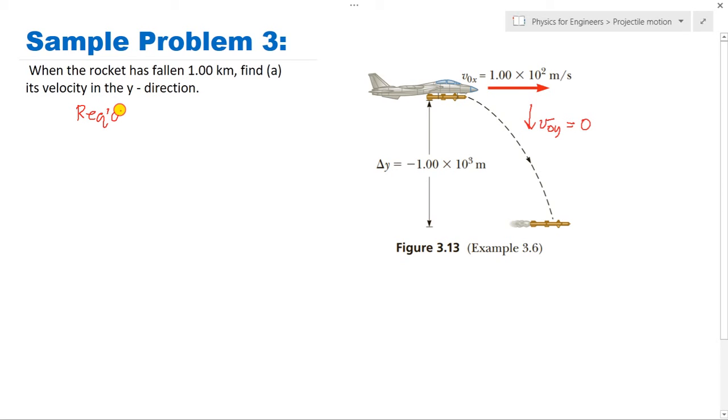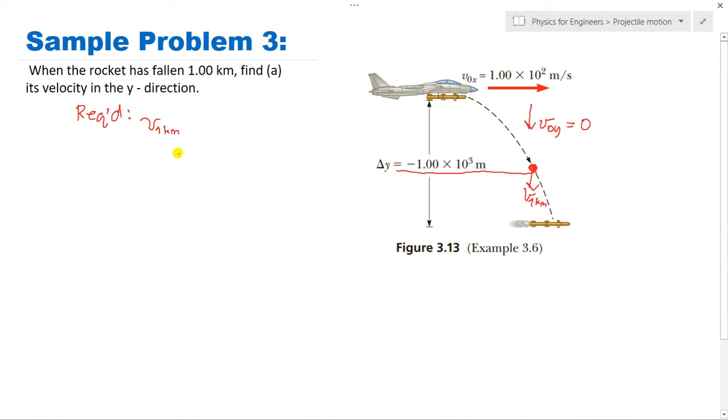Required: find the velocity in the y direction, but at 1 km na position. Maybe it's somewhere here. So, of course, in this part, meron ka ng vy. So, i-denote ko as the velocity at 1 km. Ganon. So, how are we going to find this?